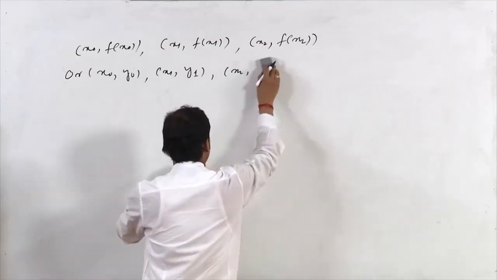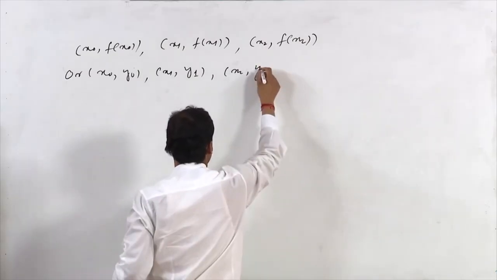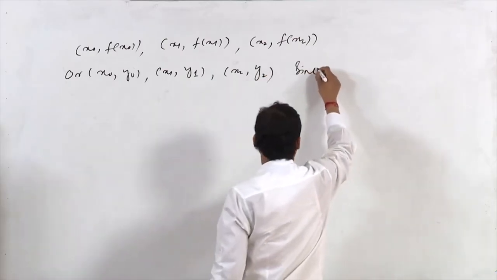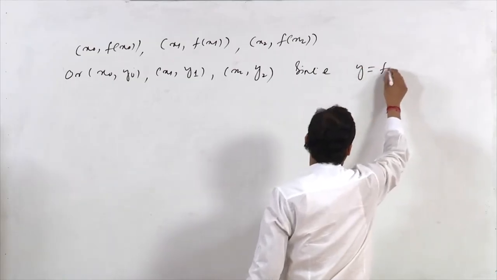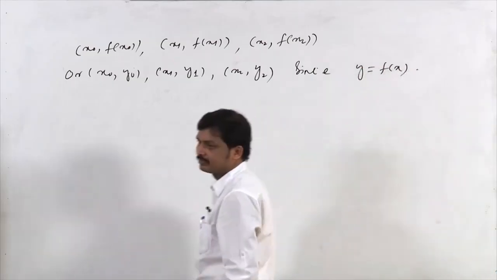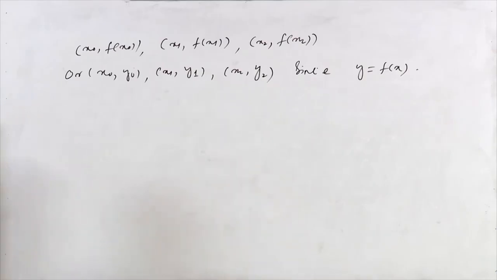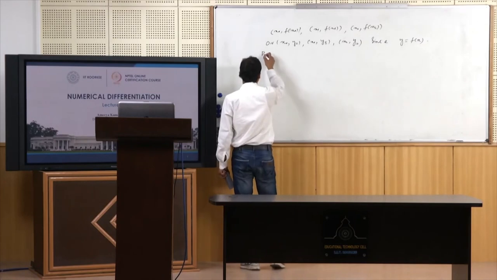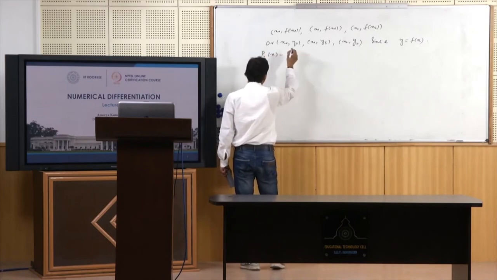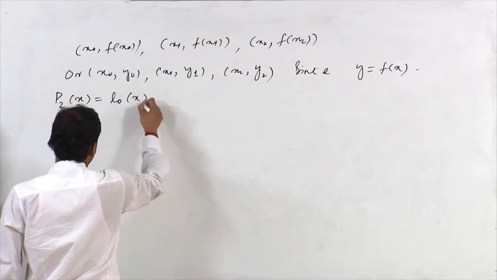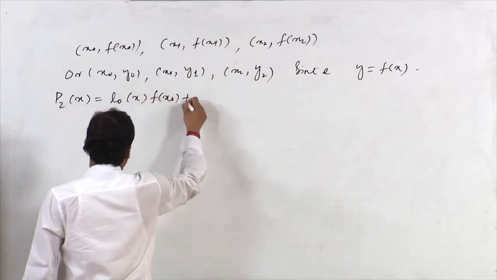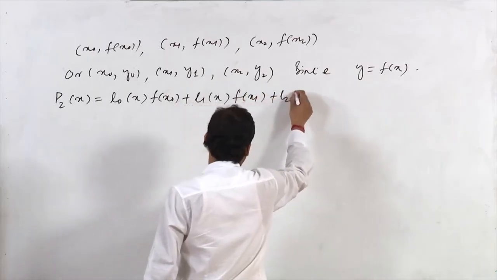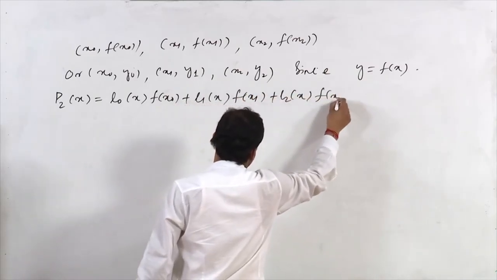Sorry, this one is x2, y2 here. Since we are just expressing y equals f of x, and if we consider this polynomial here, it can generate a polynomial of degree 2, that is in the form of p2(x), which can be written as L0(x) f(x0) + L1(x) f(x1) + L2(x) f(x2) here.